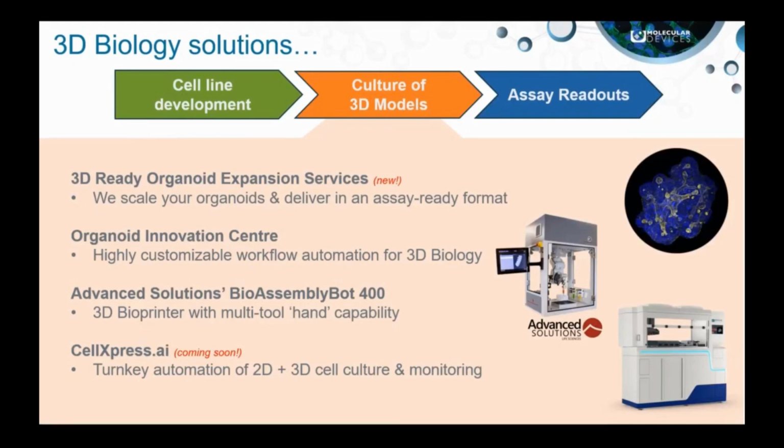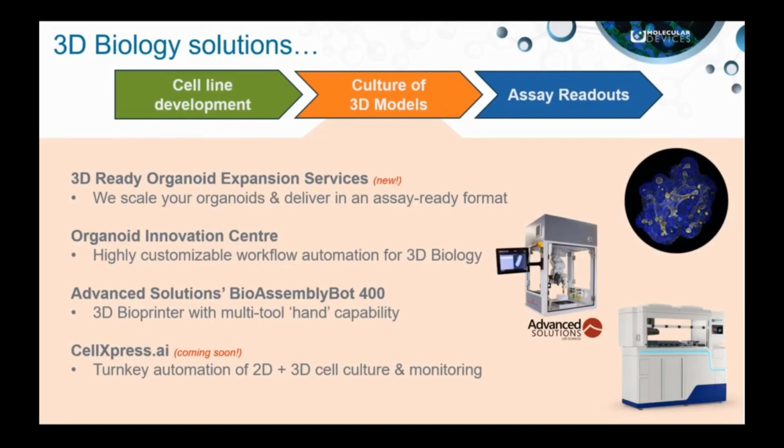The next instrument, in partnership with Advanced Solutions, is the BioAssemblyBot 400. And this is a 3D bioprinter that has a 6-axis robotic arm and interchangeable tools, or hands as we call them. And this allows you to have a wide range of printing functionalities, but it also enables you to dispense liquids and move plates and do much more with the system. It comes with dedicated design and automation software so that you can use the system to build 3D models and then combine it with maybe an automated incubator or a high-content imager to monitor assay growth, run assays, and facilitate the building of more complex workflows.